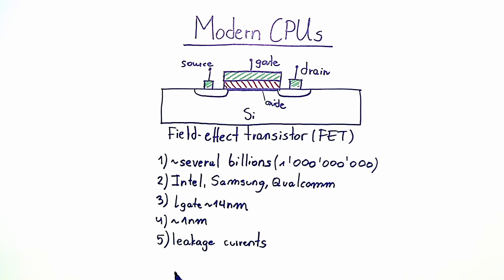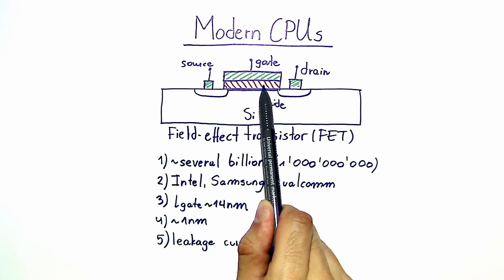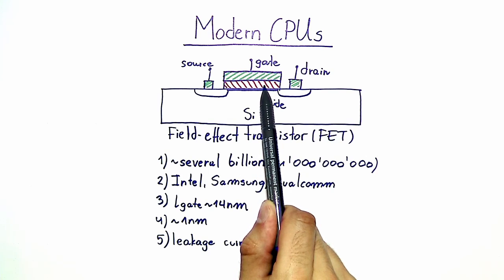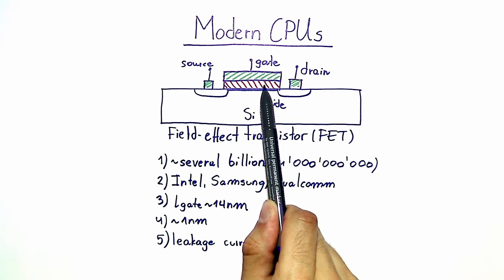Correspondingly, the oxide thickness is also very low, on the order of 1 nanometer, which corresponds to several atomic layers only. The oxide used to be, for many, many years, silicon oxide, but today it is also made from so-called high-K dielectric materials, such as hafnium oxide, which have a larger epsilon.